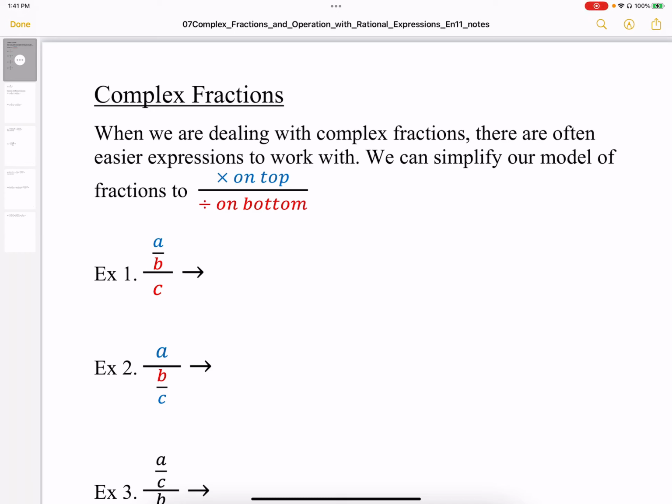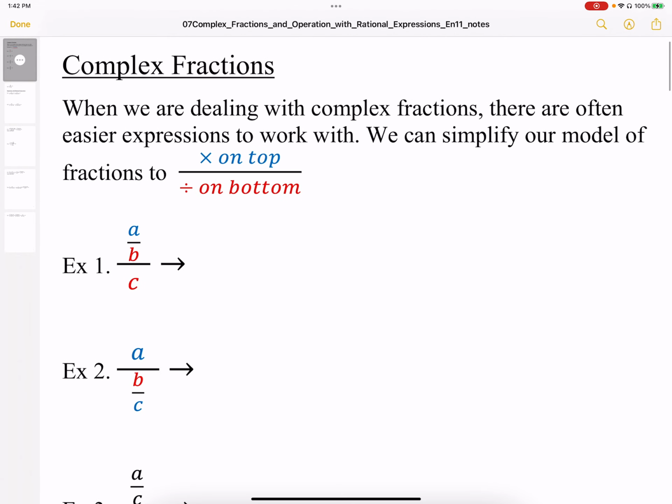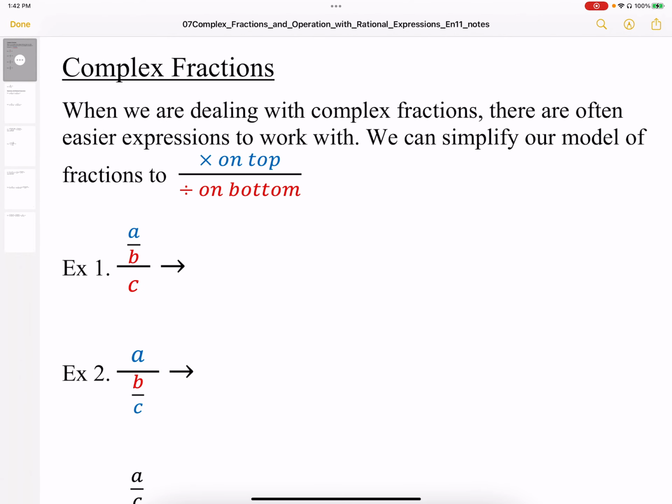When we have fractions, we really can think of fractions as only a numerator and a denominator. And we can think of fractions as times on top and divide on bottom. And to figure out where each factor goes, we just have to determine whether it's a times or a divide factor. So we can take a look at example 1 here.